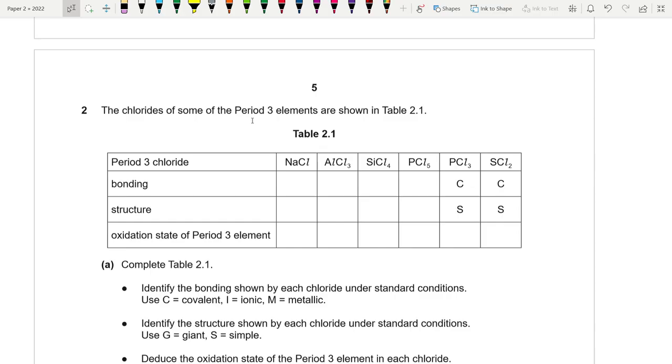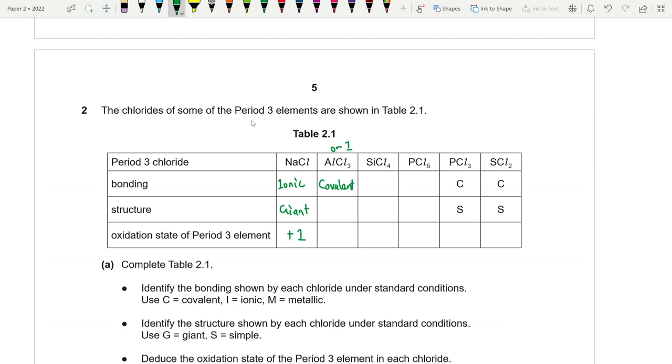So NaCl, you guys know that NaCl has ionic bonding. Its structure is actually a giant. You also know that all ionic compounds have giant structures. And the oxidation state of the period 3 element, basically sodium, they're talking about sodium, is +1 over here. Fine. Now for aluminium, we know that the compound is covalent. In the mark scheme, they actually wrote or ionic, but I wouldn't actually go for that. AlCl3 is actually a covalent compound, okay?